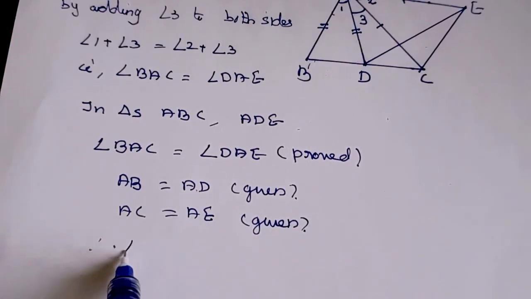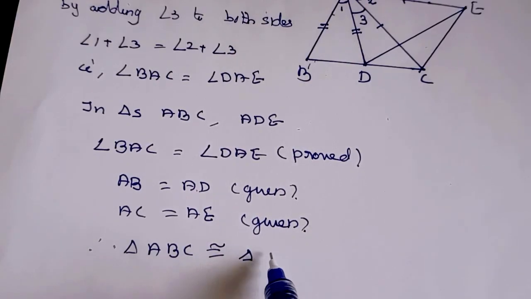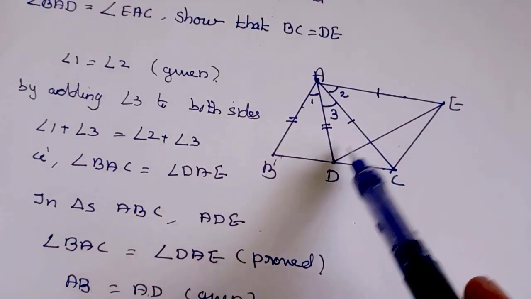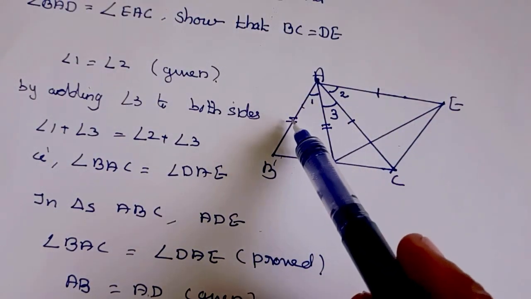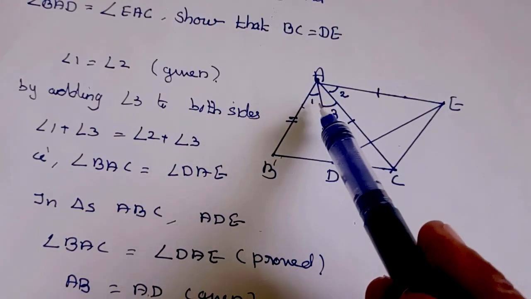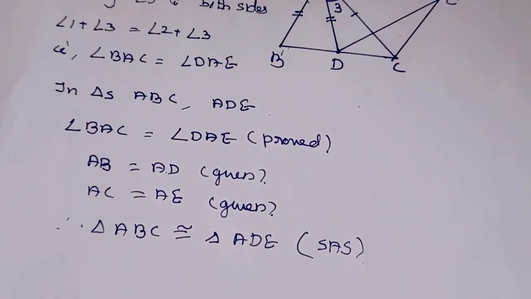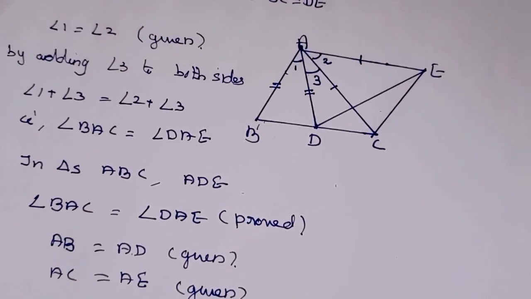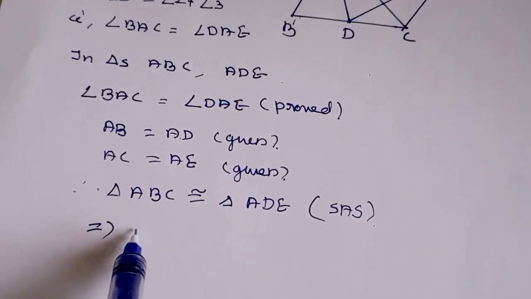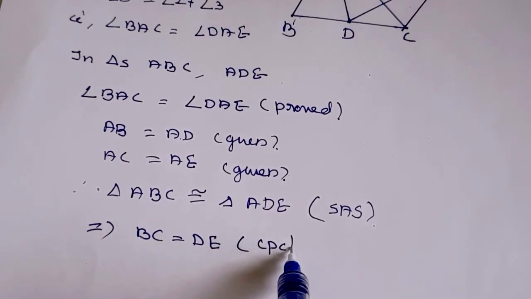Therefore, we get triangle ABC congruent to triangle ADE, reason SAS, isn't it? Two sides and included angle, by SAS congruence. Hence, that implies BC equals DE, reason corresponding parts of congruent triangles, CPCT. Okay.